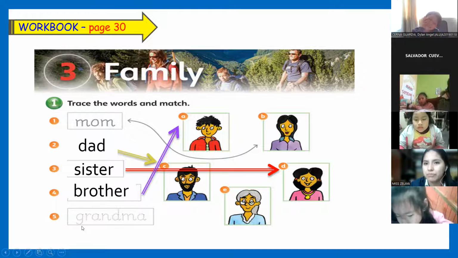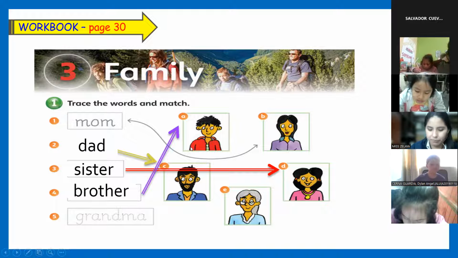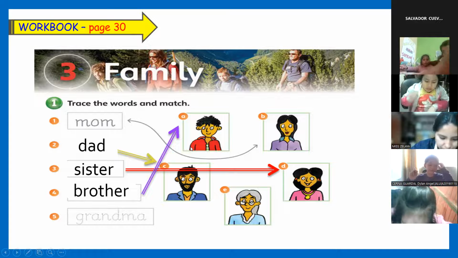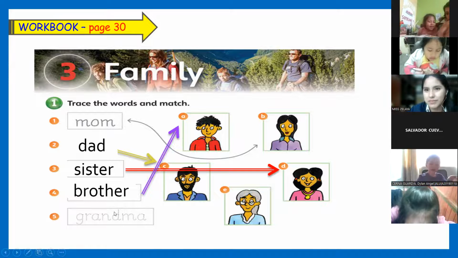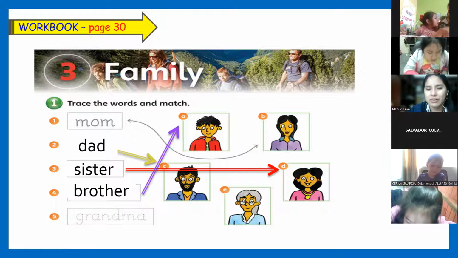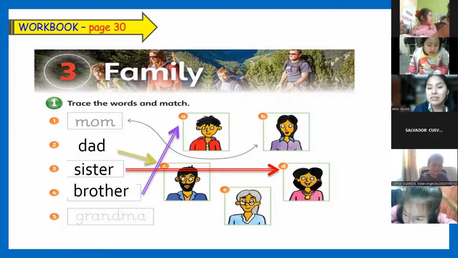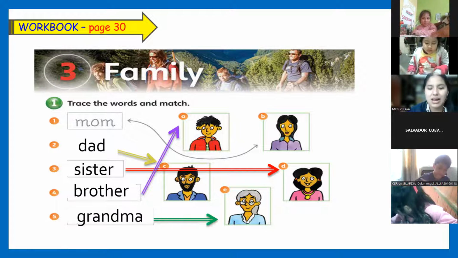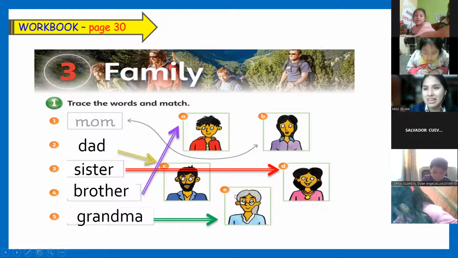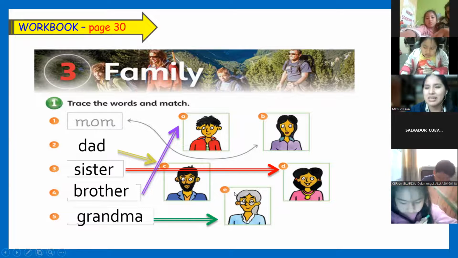And finally, the number five. What member of the family is number five, my dear Maite Bueno? Maite, what is the number five? What member of the family is the number five? Is it grandpa or grandma? Grandma. Grandma, yes. And this is the letter E. Grandma is the letter E.